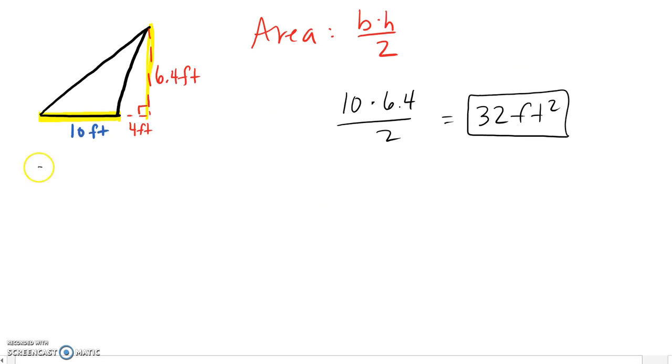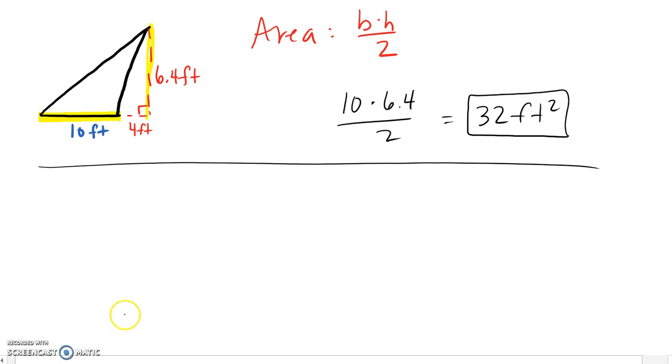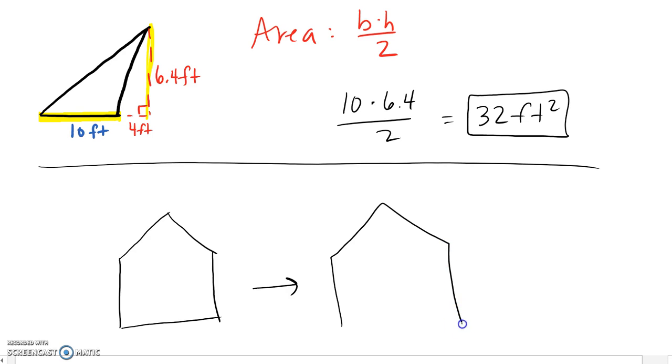Just to finish this out, this lesson only talked about parallelograms, rectangles, and triangles. What if you have a weird shape? How would you find the area of that? Well, if you end up with a weird shape, you have to cut it up into the shapes that you do know. So, like, this is a triangle and a rectangle. And then you'd add the two areas together.